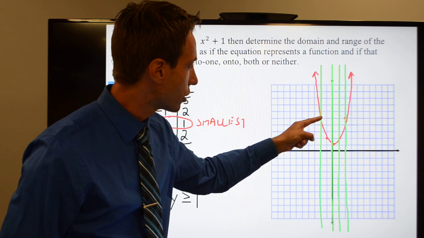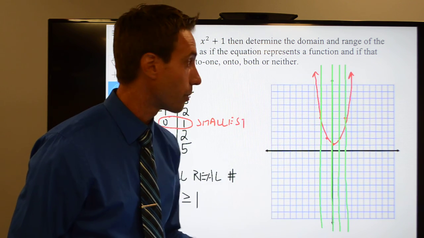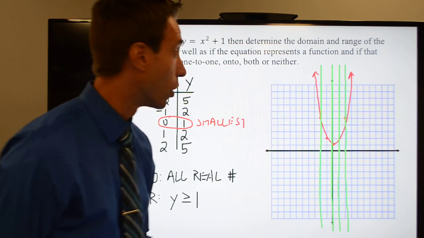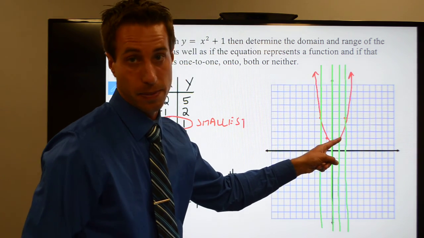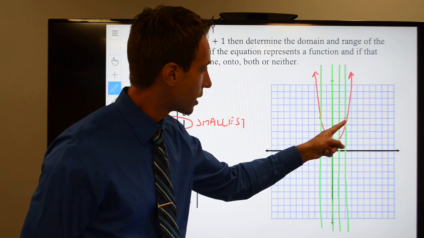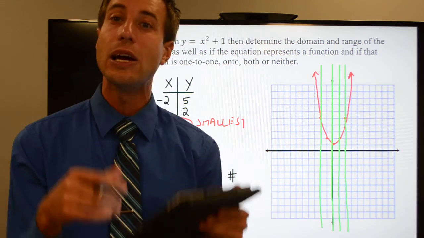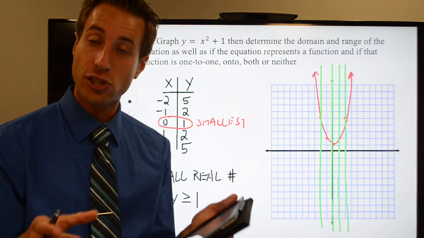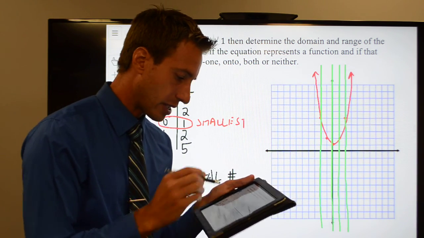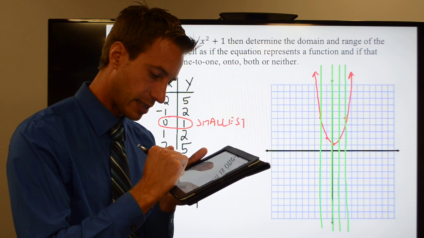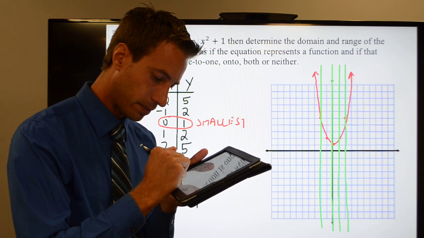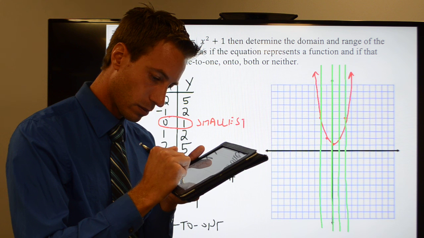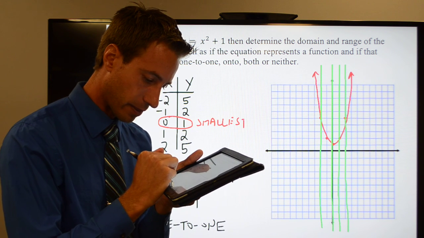This one comes down, it touches the graph right there, but that's the only place it touches it, so that one's okay. This vertical line comes down, it touches the graph right there, but that's the only place it touches it, so we're okay. This vertical line comes down, touches right there, but that's it, that's the only spot. This vertical line comes down, touches right there, but again, that's the only spot. So it looks like every vertical line only touches the graph in one spot. That is our definition for the vertical line test. And so yes, we passed the vertical line test. This is 1 to 1. And yes, we have a function.